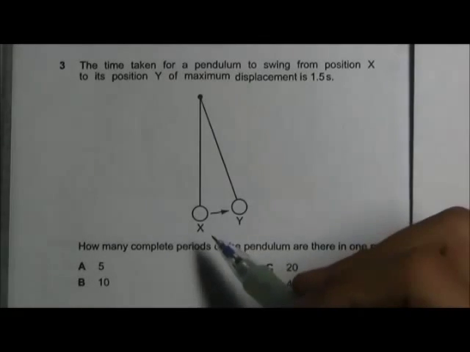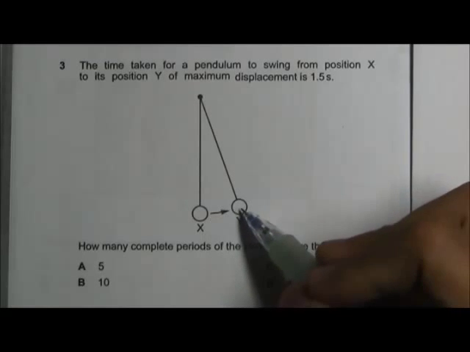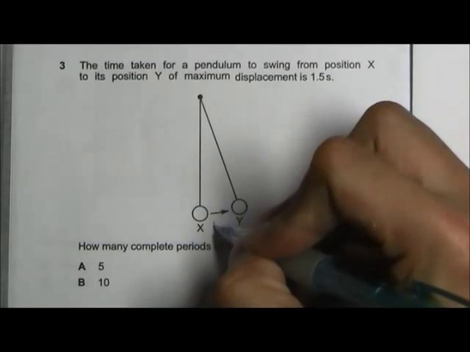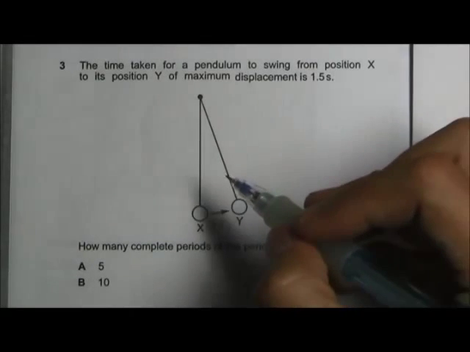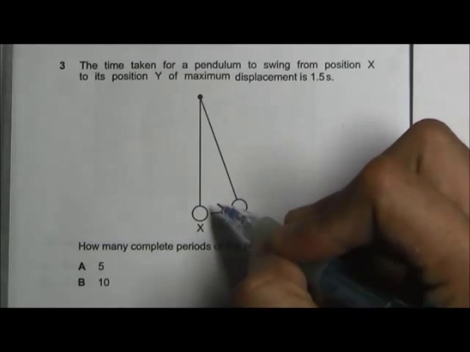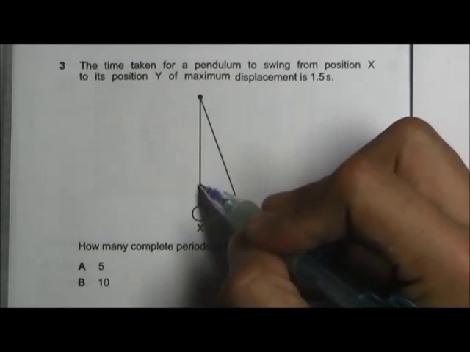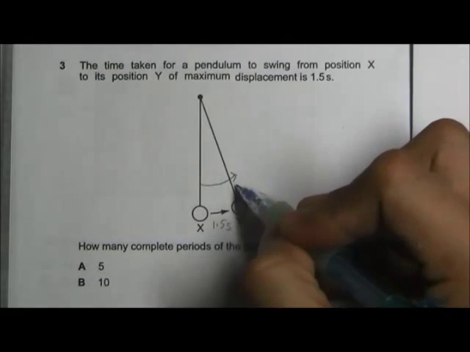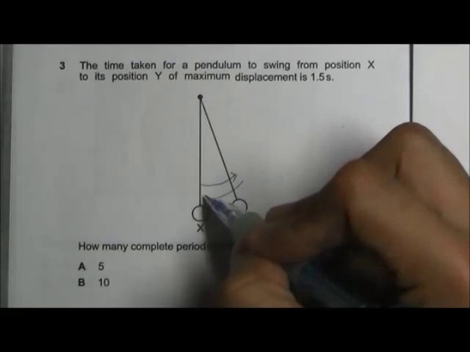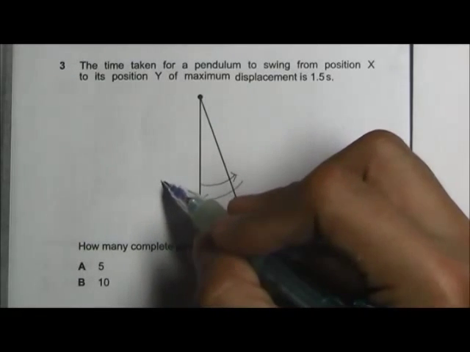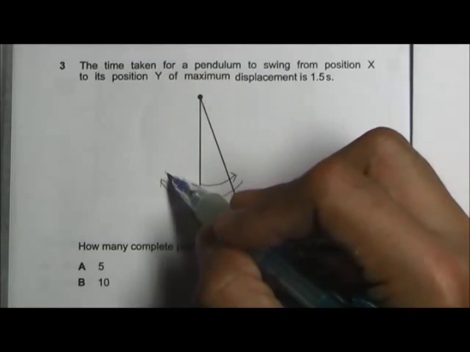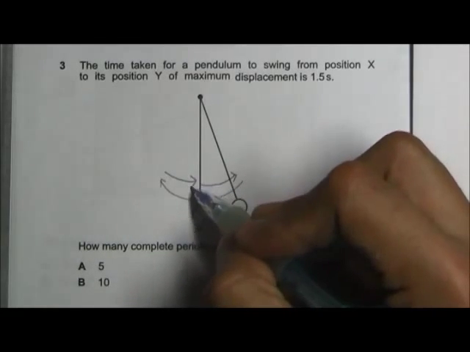Okay, as the pendulum bob moves from X to Y, it takes 1.5 seconds. And we know that for a complete oscillation, the pendulum bob has to move from X to Y, from Y back to X, from X to the other end, and it has to come back to X.